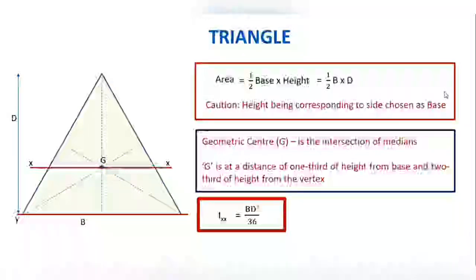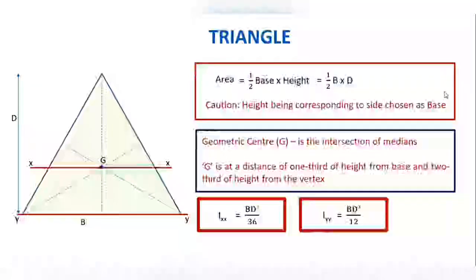If you take this axis, YY, what is it? It is the axis coinciding with the base. The moment of inertia calculated by theorem of parallel axis is bd cube upon 12. So if you learn this formula, it will help us in some of the questions when we apply it. But be careful, it is coinciding with the base. So the height corresponds to the base with which you have coincided the axis.